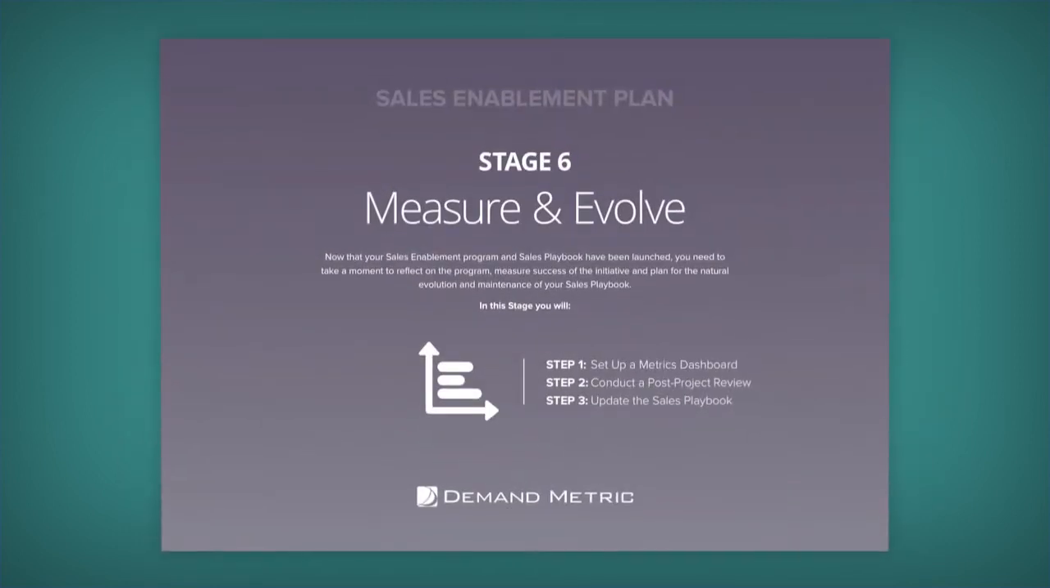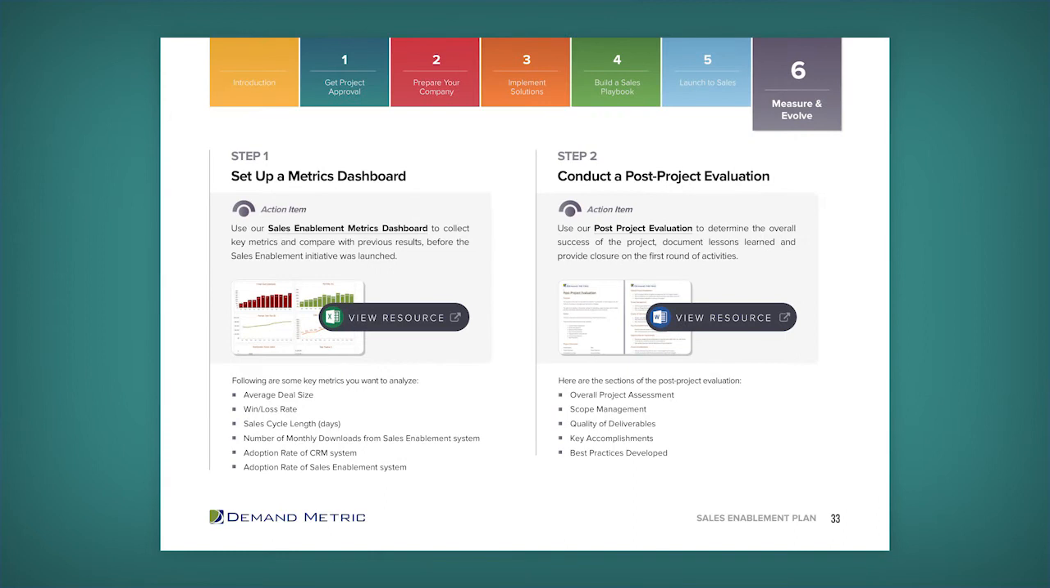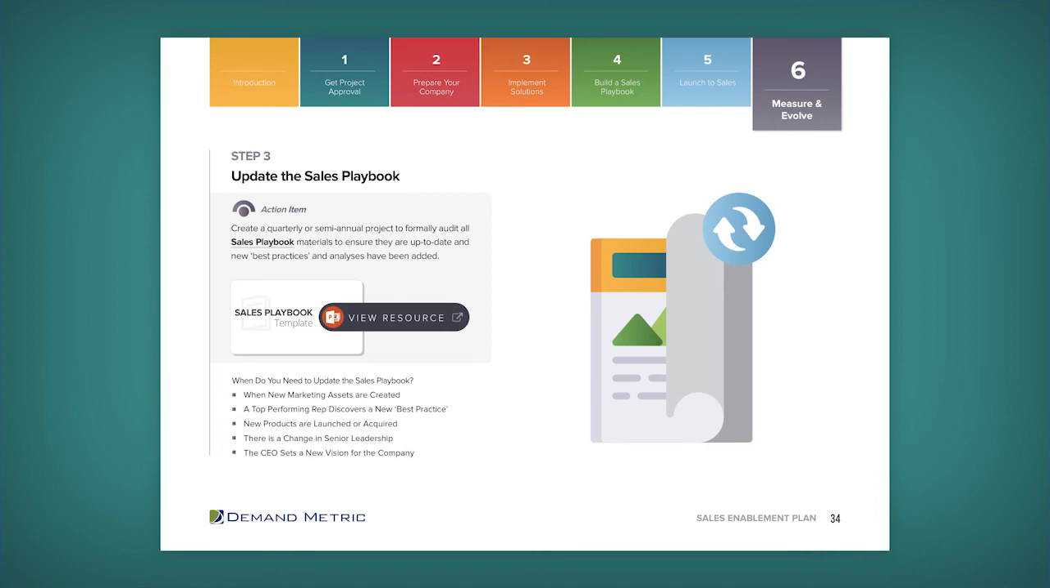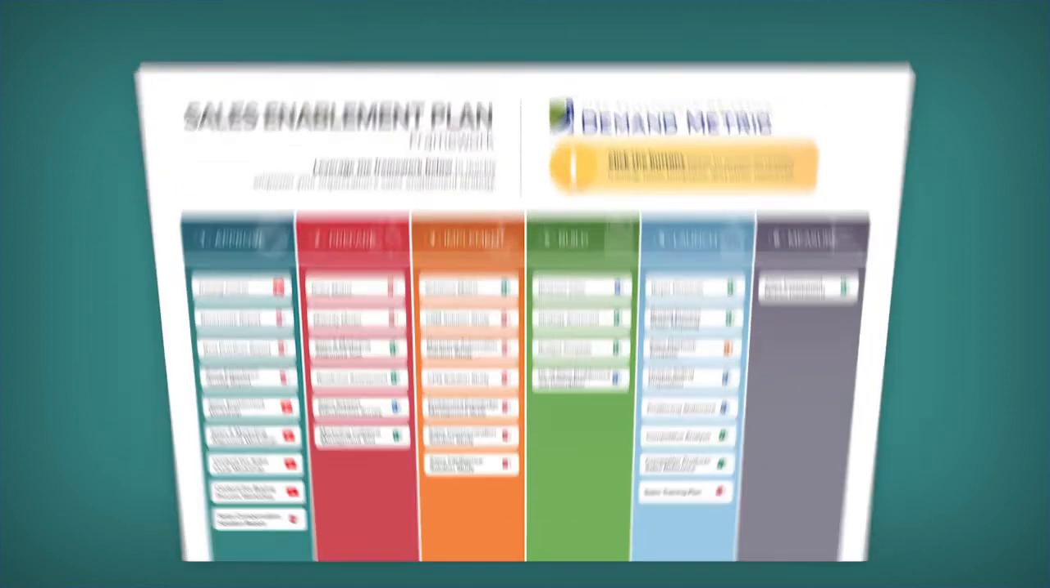In stage number 6, you're going to measure and evolve. And here, your first step is to set up a metrics dashboard. And then you're going to conduct a post-project evaluation. Ultimately, you're going to update that sales playbook as you continue to evolve this program.